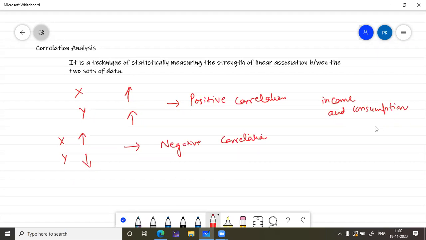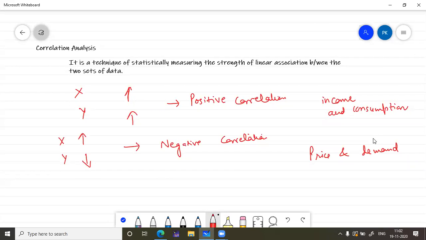And if we are talking about price and demand, you see that price increases and demand decreases. So there is a negative correlation between these types of data sets.